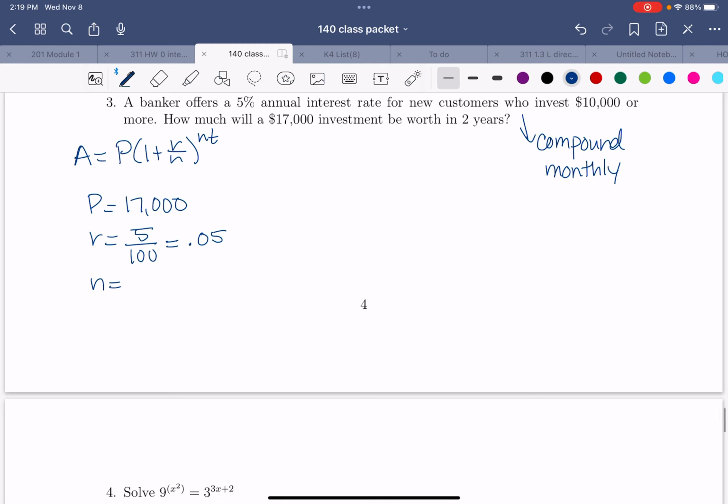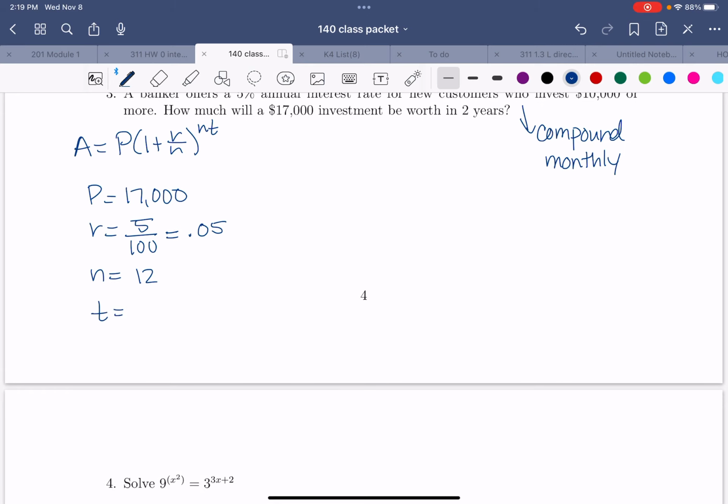Your N is the number of periods per year that it's compounded. So if it's compounded monthly, there are 12 months in a year. So my N is going to be 12. And my T is the time since you invested, and it's asking for how much it's worth after 2 years. If we plug all that in, we get 17,000 times 1 plus 0.05 over 12 to the power 12 times 2. So that's what I'm going to calculate.